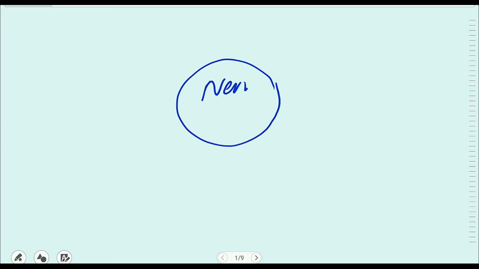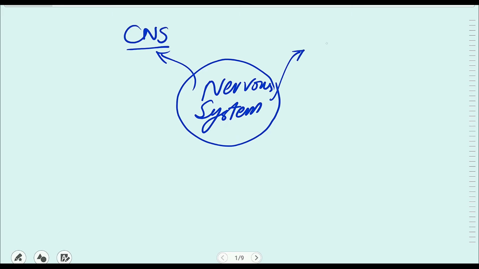So in today's lecture, I'll talk about the nervous system classification. The nervous system has various classifications. Number 1, the morphological classification. The nervous system is divided into a central nervous system and a peripheral nervous system.